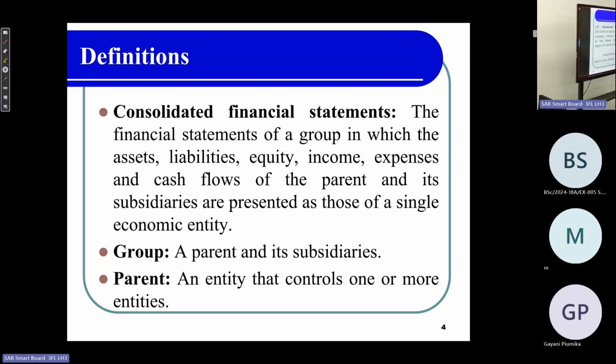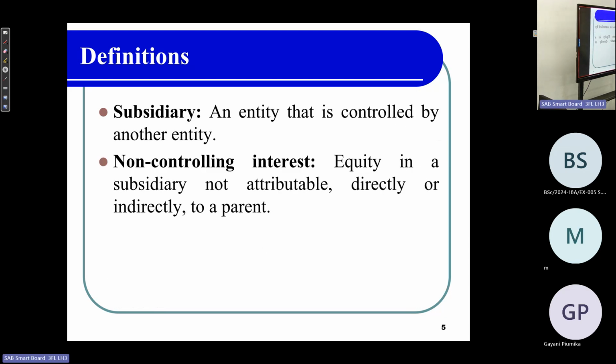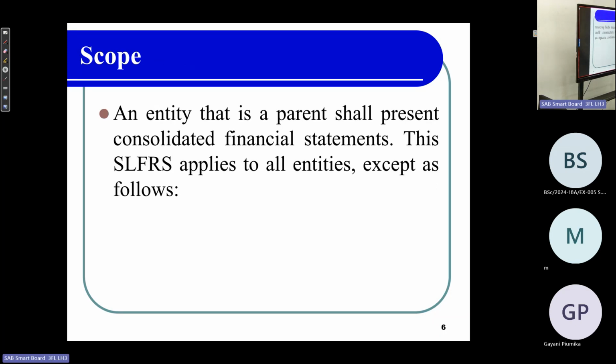Reporting entity. The group's consolidated financial statement can be the financial statements of a group. Financial statement of a group. Right? Subsidiary, NCI, already we have defined. NCI is a part of equity of a subsidiary which is not attributable, directly or indirectly, to a parent. Subsidiary: entity that is controlled by another entity. That's scope.